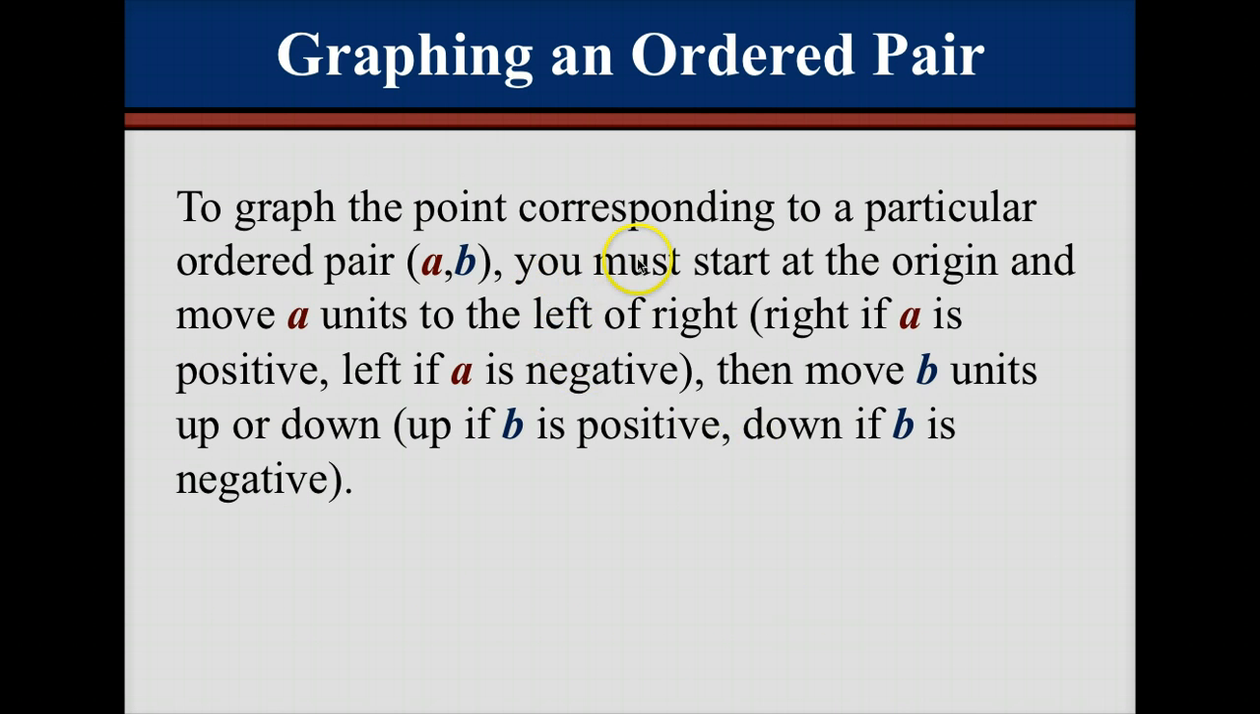To graph the point corresponding to a particular ordered pair, here it's referenced as (a, b), you must start at the origin and move a units to the left or right. So you move left or right first. Right if a is positive, left if a is negative. Then move b units up or down, and it goes up if b is positive and down if b is negative. A lot of this vocabulary you're going to find on pages 118 and 119.